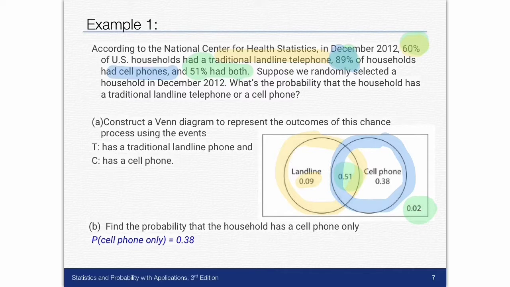That's A. B says, find the probability that the household has a cell phone only. So I look at my cell phone circle. And I want cell phone only, so I do not want this overlap of cell phone and landline. I just want the cell phone only. That's where I get the 0.38 that I have in my answer. Okay? So Venn diagrams are extremely helpful. You just got to be real careful when you create them.